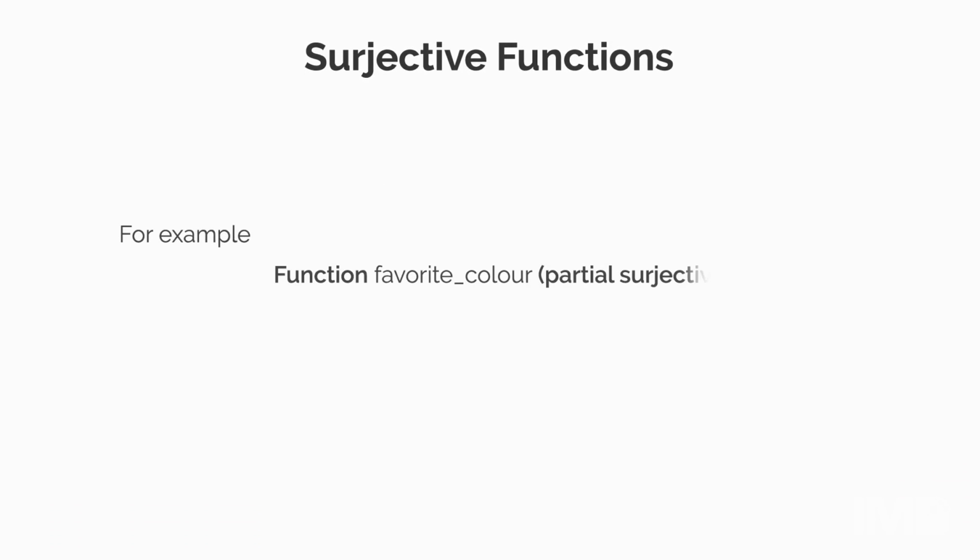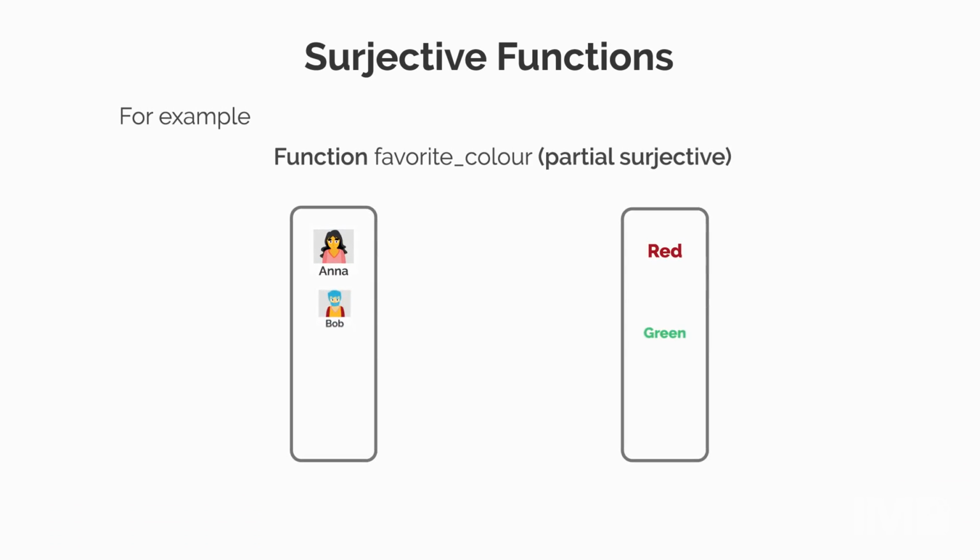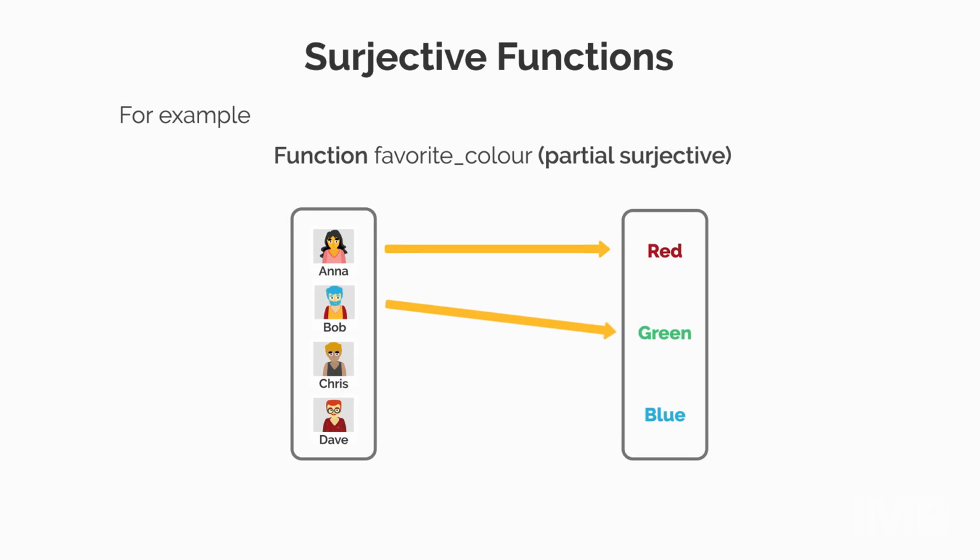For example, our favorite color function would be a partial surjective function if we had the mapping Anna to red, Bob to green, and Chris to blue. Notice that all elements in the target set, red, green, and blue, are mapped to some element in the source set. Notice also that Dave is not mapped to any element in the target set.